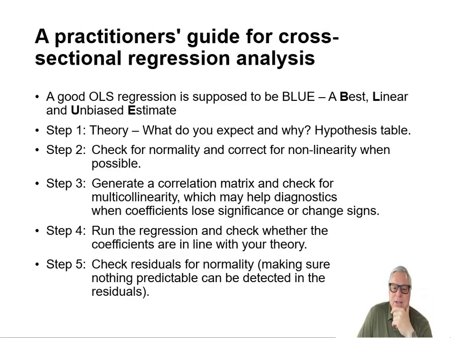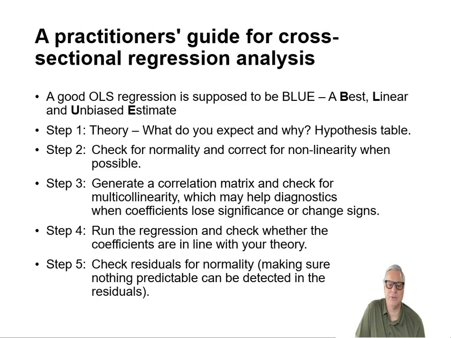Then what we do is we check for normality and correct for non-linearity whenever possible. And that is necessary in order to make sure that our regression is actually linear. So that takes care of the L. And we have already seen, of course, that the OLS estimates are actually unbiased. But checking for normality and correcting for nonlinearity also controls for having the best estimate, and the best estimate is the one that has the least variance. But I think it becomes clearer once we see some of the problems that we can run into.